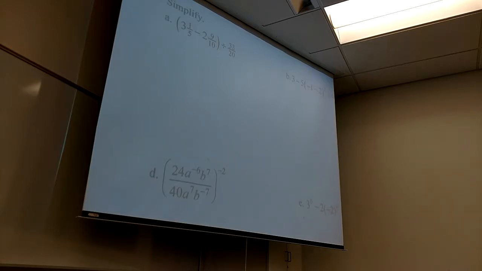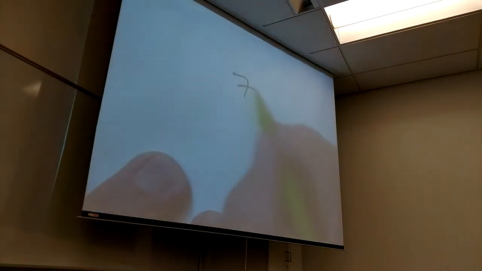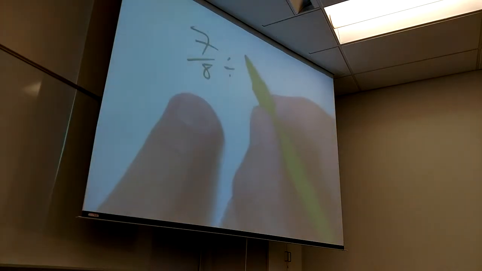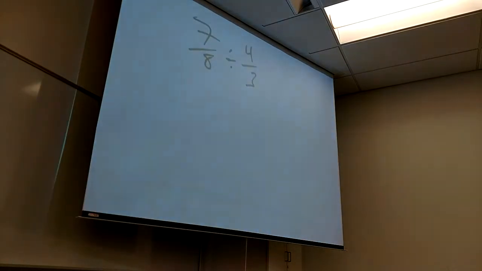So if I just had the division of fractions, let's kind of break this thing down. If instead of all that, it was just something like 7/8 divided by 4/3 or something, how do you do that? Flip and multiply? Let me ask you this: what's x plus x?